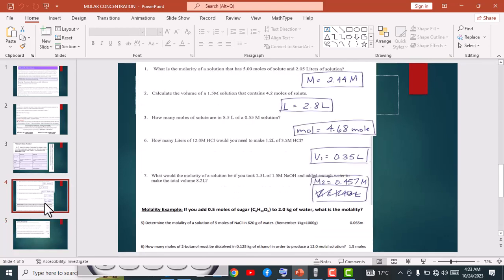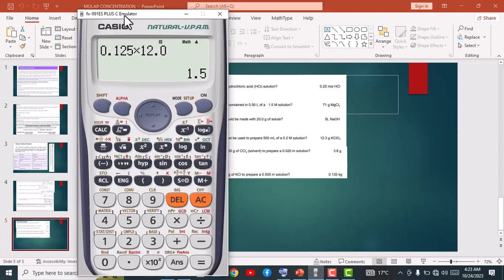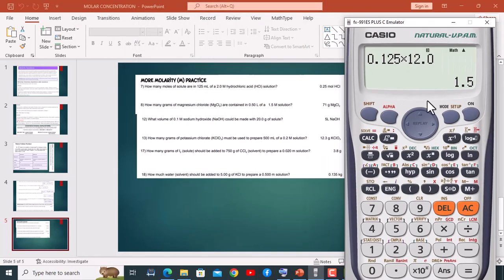Okay, let's just go to the last one because we have completed this one. So when we are here, I'm going to try and integrate many things in this calculator. So they say how many moles of a solute are in 125 milliliter of 2.0 molar concentration hydrochloric acid. So how many moles? I know that I have to take the volume and multiply by the concentration. Now remember, the volume must be either in liters or in kilograms. So I have to convert this to liters. So how do I do that?